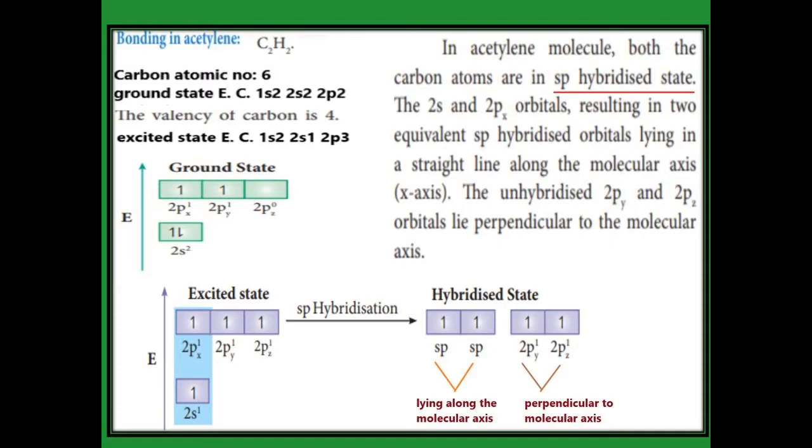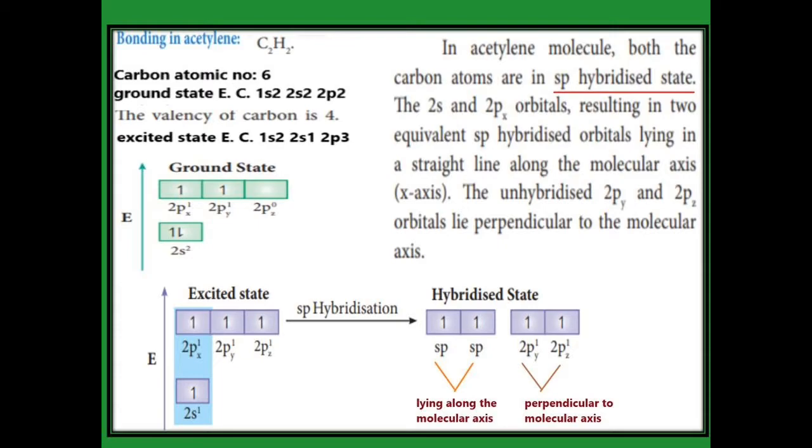Acetylene, C2H2, the central atom is carbon. Carbon atomic number 6, ground state electronic configuration 1s2, 2s2, 2p2. In the excited state electronic configuration, one electron from the 2s orbital goes to a 2p orbital. Now see the excited state, how many orbitals are there? 4 orbitals: the 2s orbital and 3 2p orbitals.